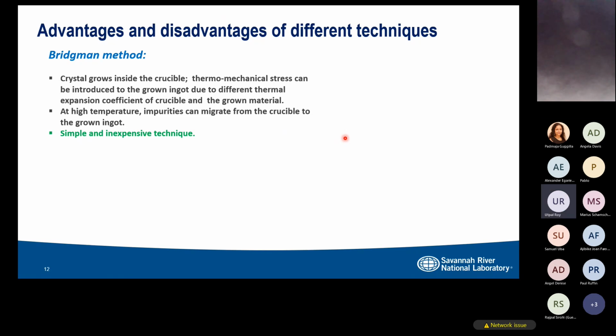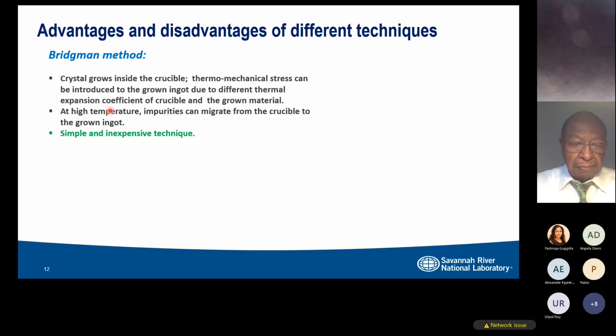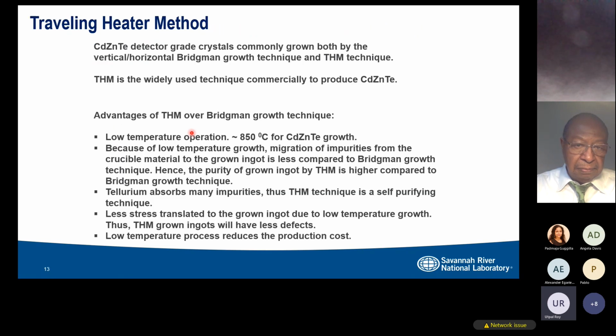Now, what are the advantages and disadvantages of Bridgman growth and THM growth? The Bridgman growth advantage is that it is a very easy technique. You just melt the material and lower the ampule through the temperature profile, and it will grow. It is a simple and inexpensive technique. Whereas the traveling heater method is a tricky technique. Those who are not really experienced cannot grow very good quality crystal by the traveling heater method.